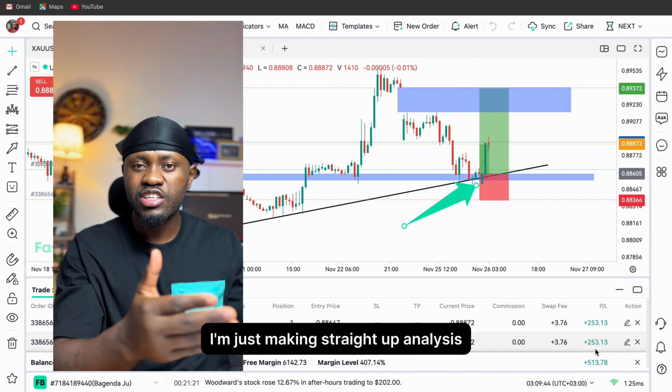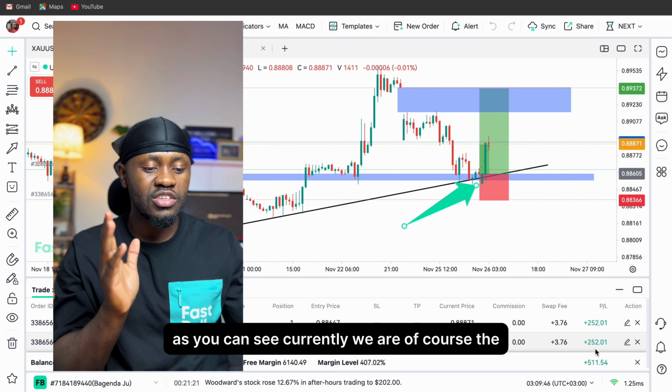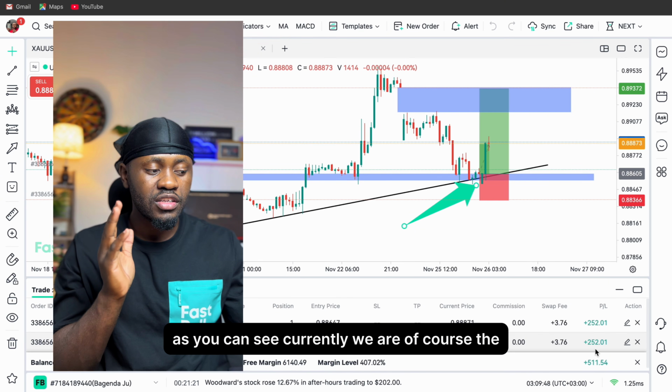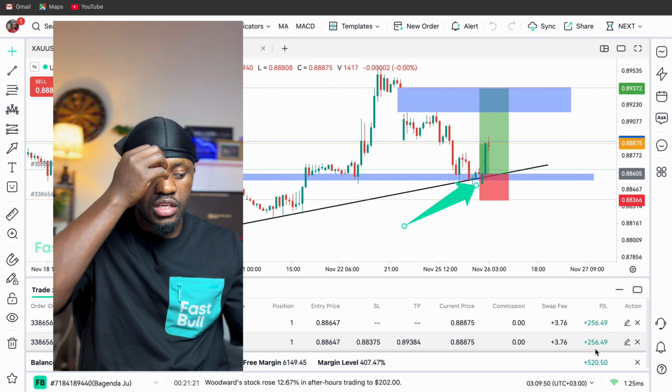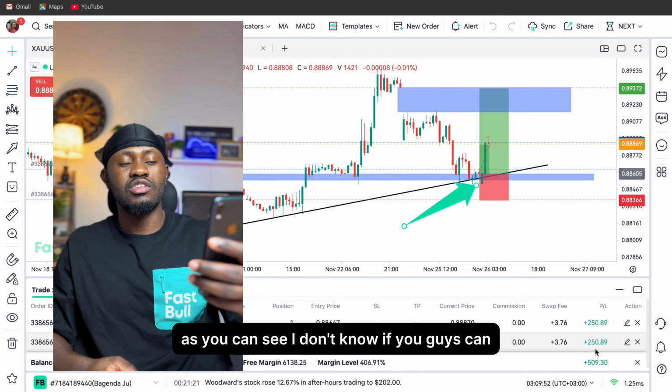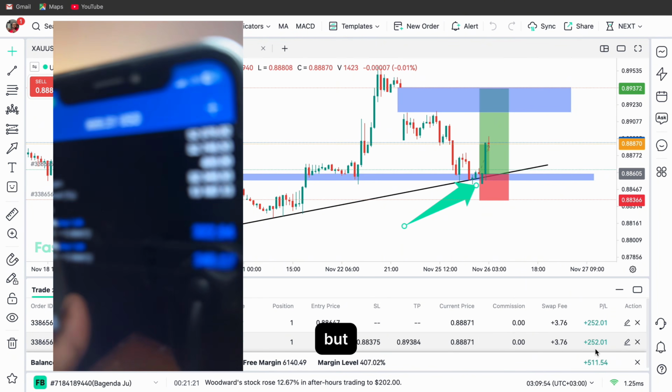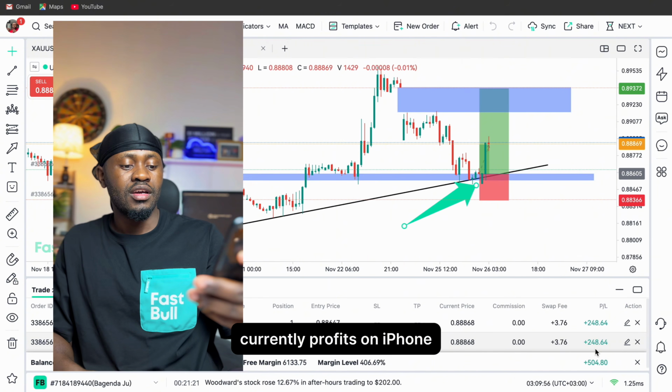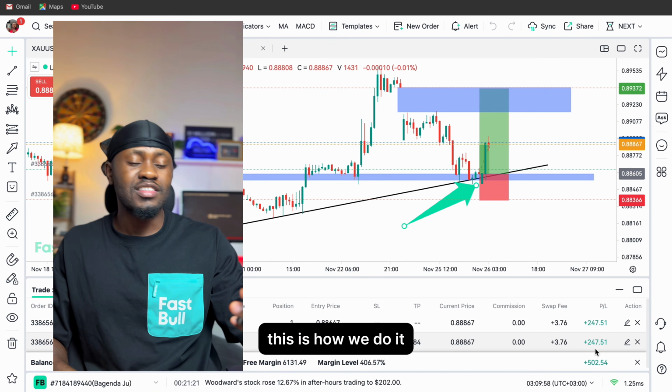I'm just making straight up simple analysis and then taking trades, as you can see. Currently we have crossed the 30 pips, 35 pips on my phone, as you can see. I don't know if you guys can see that, but currently in profits on my phone. And this is how we do it, guys.